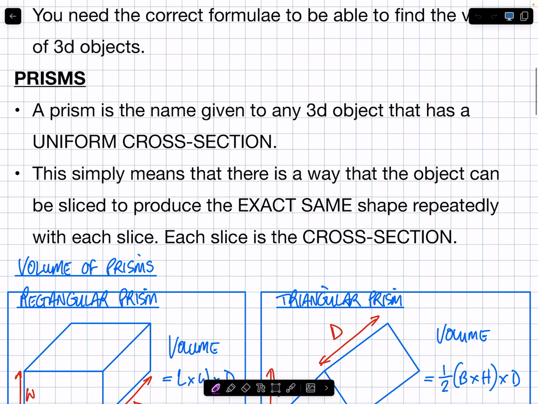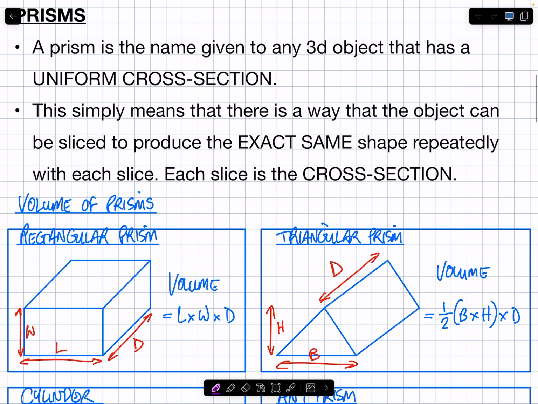A prism is the name given to any shape that has a uniform cross-section. You've probably never heard that formal terminology. What does that mean? It means that there's a way that I can slice the object and produce the exact same slices over and over again, like a sausage. Is this uniform all the way through?